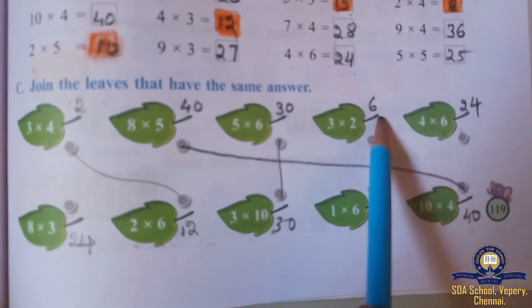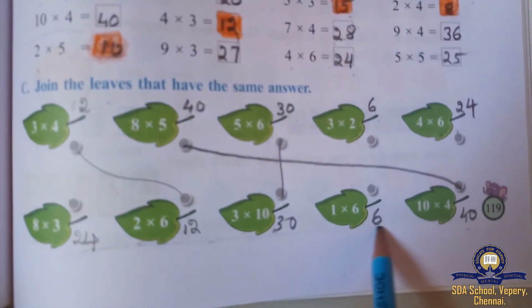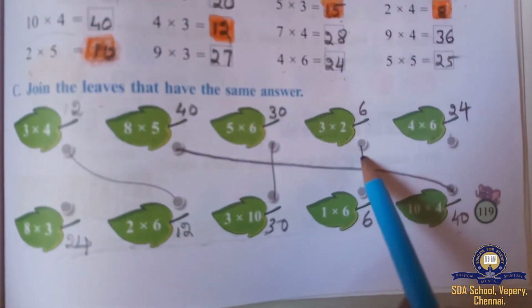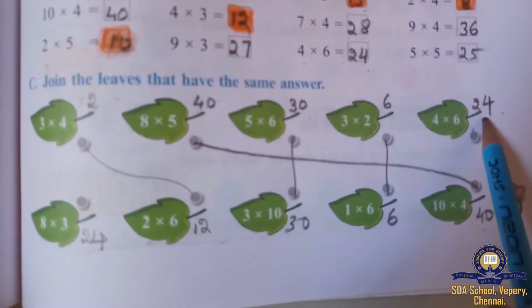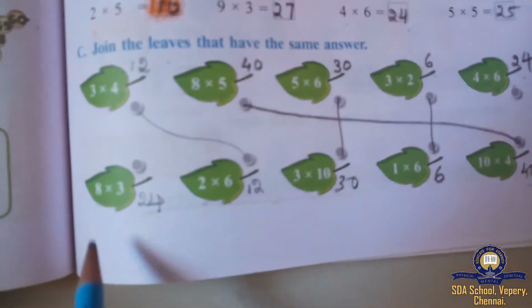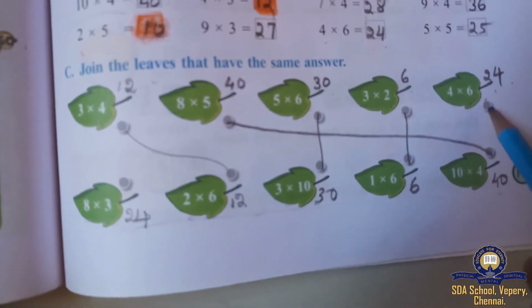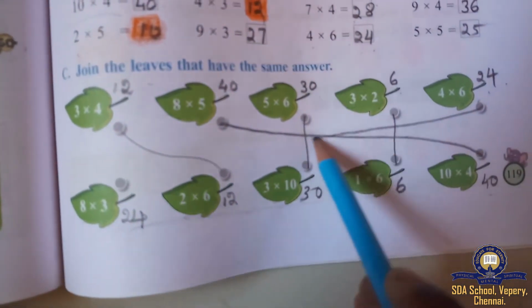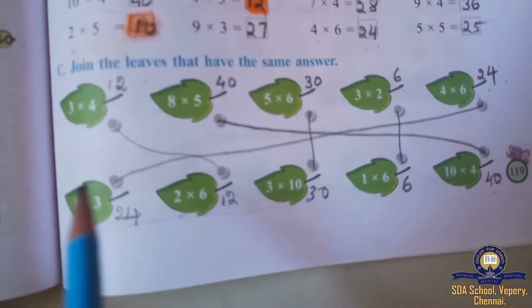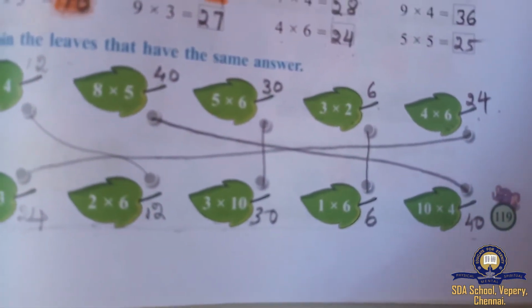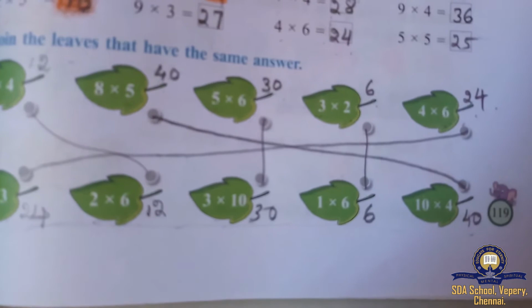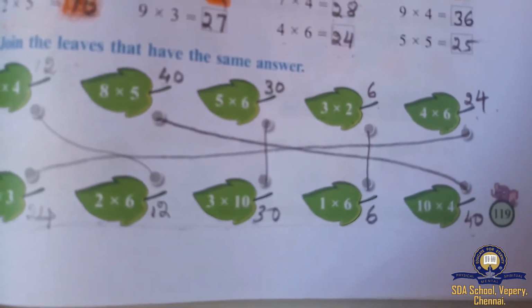2 threes are 6, any 6 here? Here is 1, it also comes straight. Here 24, 4 sixes are 24, here any 24? It is from the last to last. Like this you have to match it. Now next we are going to see page number 120.